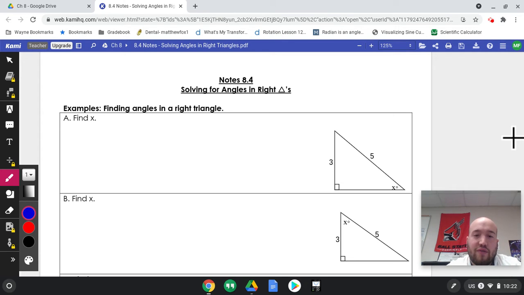Today we're going to learn our final thing in chapter 8. Just to prepare you, our chapter test is coming up at the end of the week on the 12th. So today we are going to talk about what we do if we have a right triangle.